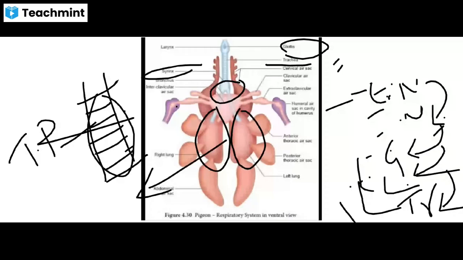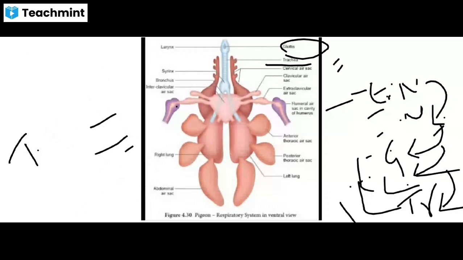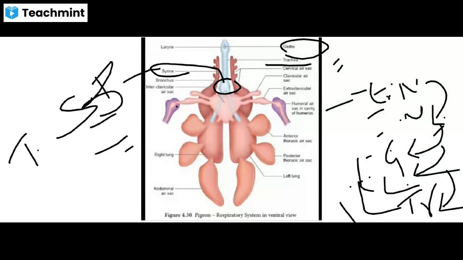Next part is the syrinx. The posterior end of the trachea contains a syrinx, at the junction with the bronchi. It is a special structure called the syrinx, or the sound box. In the pigeon, the syrinx produces sound. It is a sound producing organ.